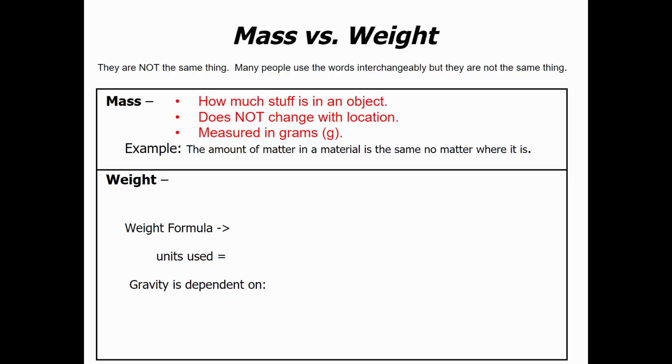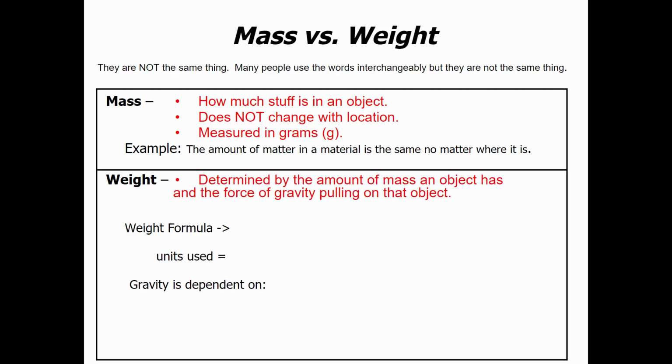Right. So weight. Now let's talk about weight. How can we define weight in a way that's slightly different from mass? Weight is how heavy you are. Now we're getting somewhere. Sort of, close. Weight is the pull of gravity on a specific mass.